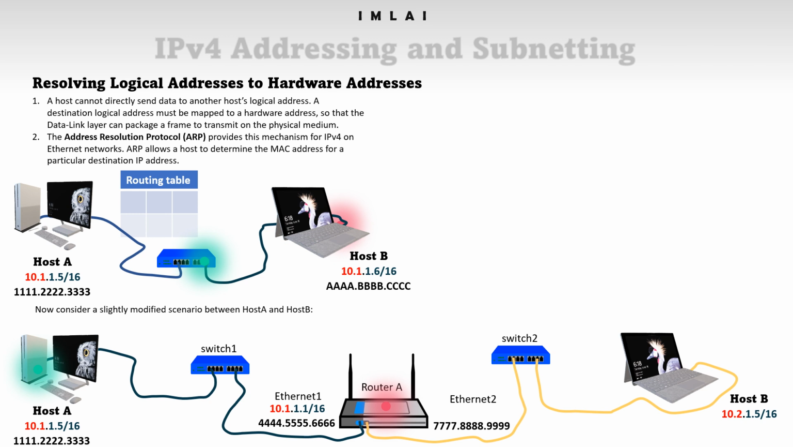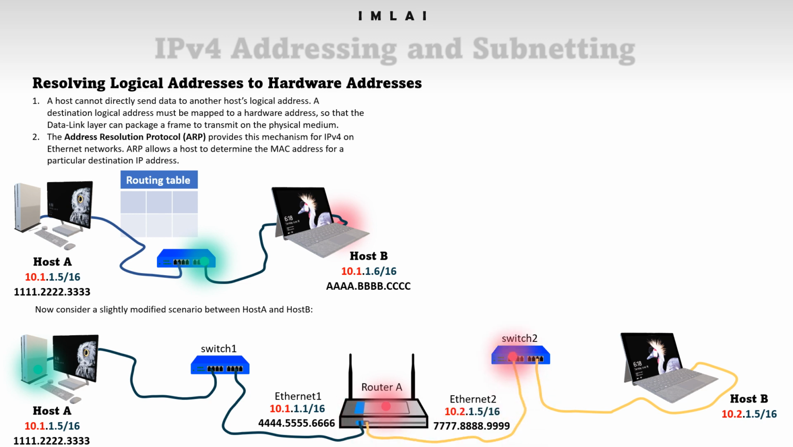And then host A can now construct a layer 2 frame with the destination of router A's MAC address. So router A can now create a layer 2 frame with a destination of host B's MAC address also, because we have router A at the center, so it can connect with host B through router A.